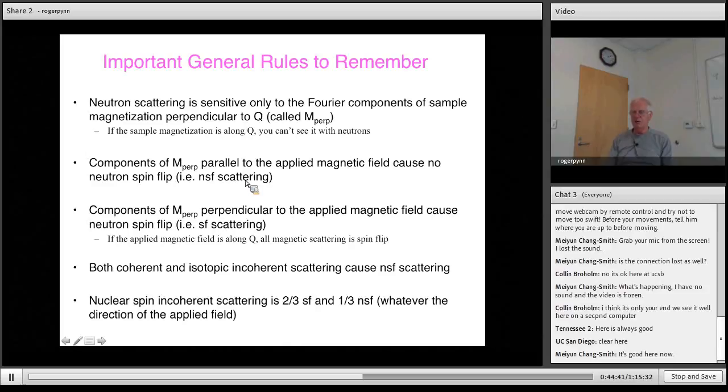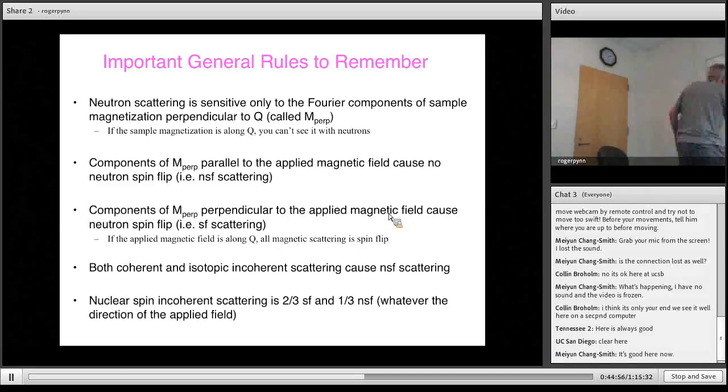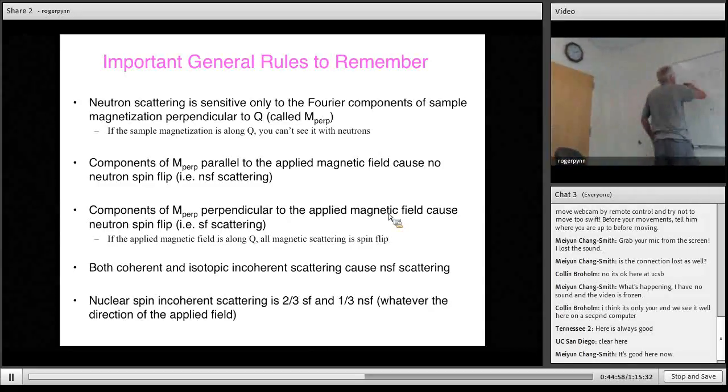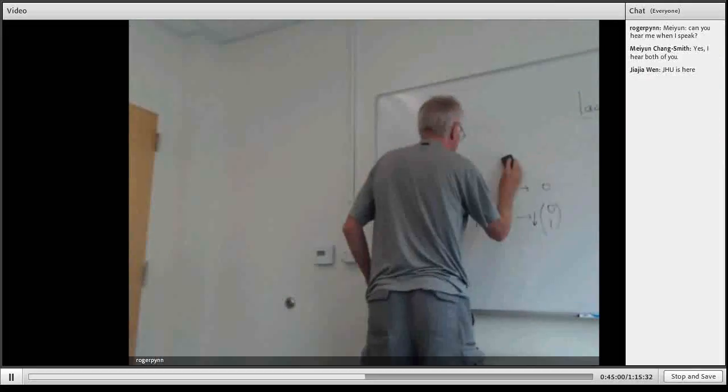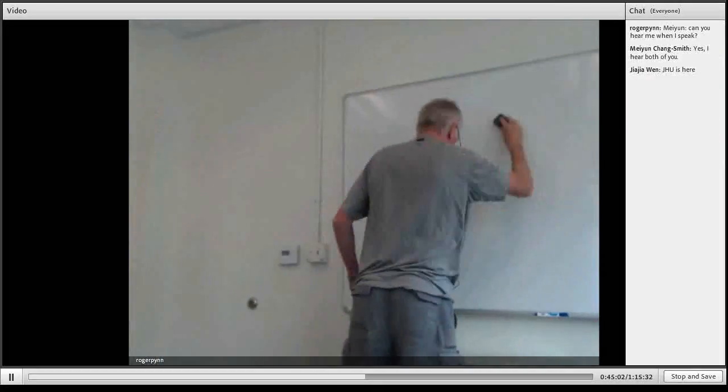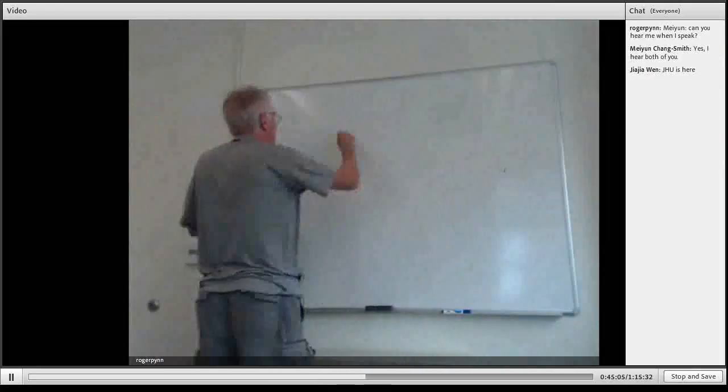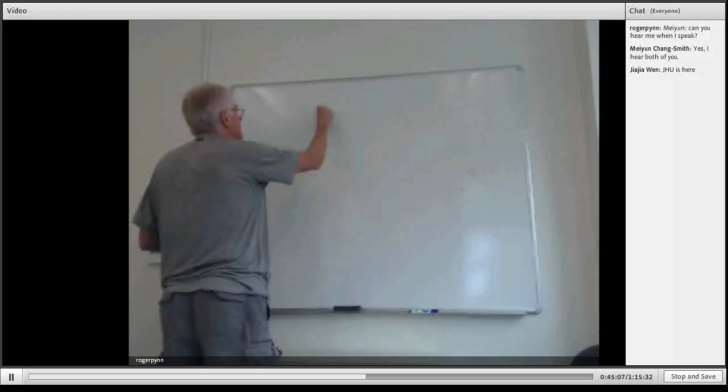Similarly, components of the perpendicular magnetization that are perpendicular to the applied magnetic field. So you've got to draw yourself a picture, right? In this case, you've got to draw yourself a picture in which you have some axes here.